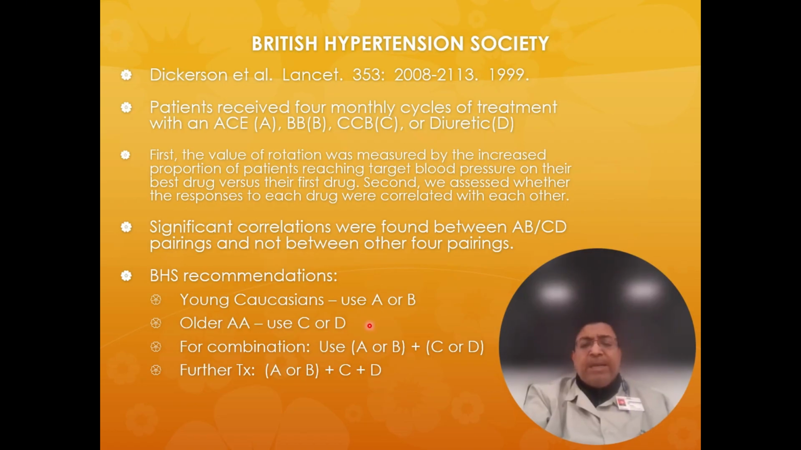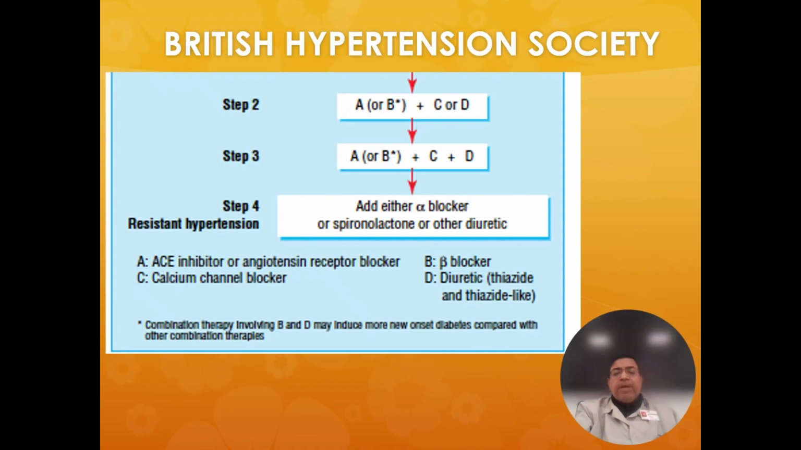And then for combination purposes, the most effective combinations were ACE inhibitors or beta blockers plus calcium channel blockers or diuretics. For triple therapy, the best combination was ACE inhibitor or beta blocker plus calcium channel blocker plus thiazide diuretics. If blood pressure is not at goal, even after combining three antihypertensive medications, addition of spironolactone is recommended.